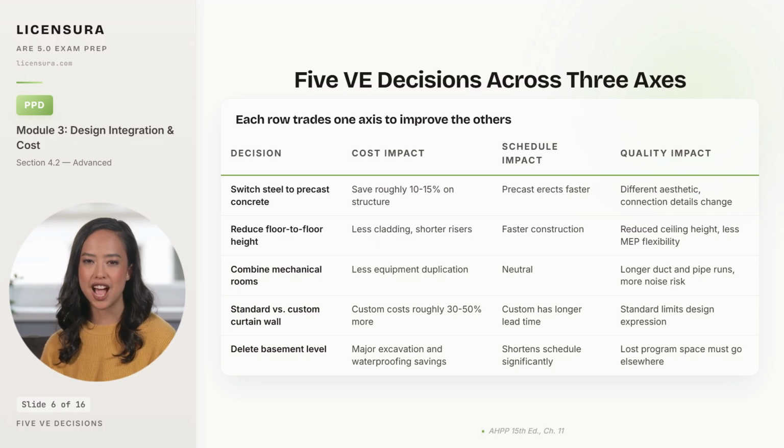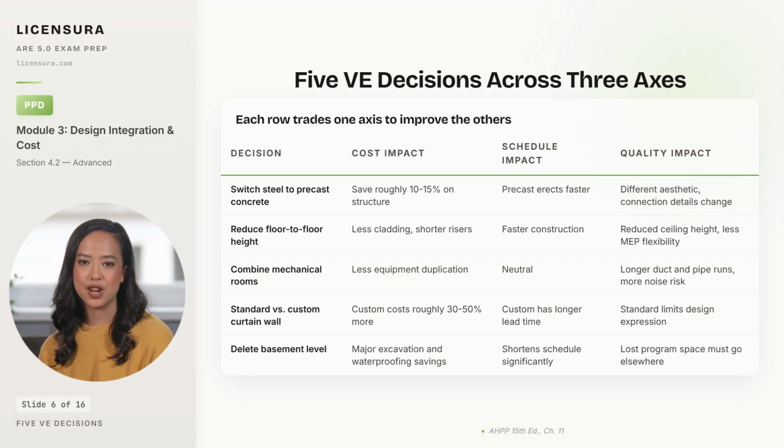Reducing floor-to-floor height saves cladding and riser cost and speeds construction, but compresses ceiling height and MEP flexibility downstream. Combining mechanical rooms eliminates equipment duplication for a cost win and is roughly neutral on schedule, but longer duct and pipe runs introduce noise risk and energy losses.